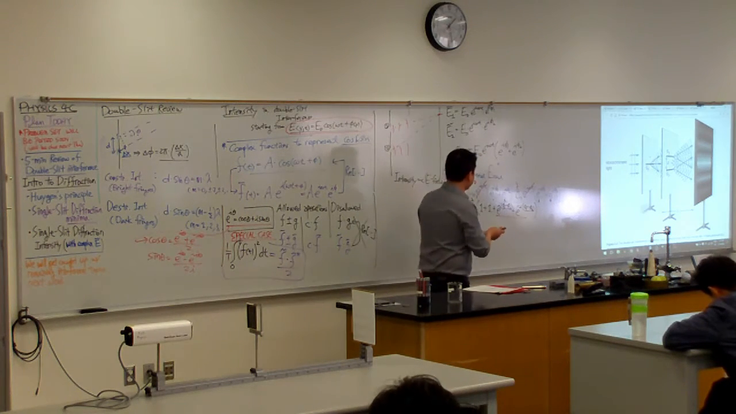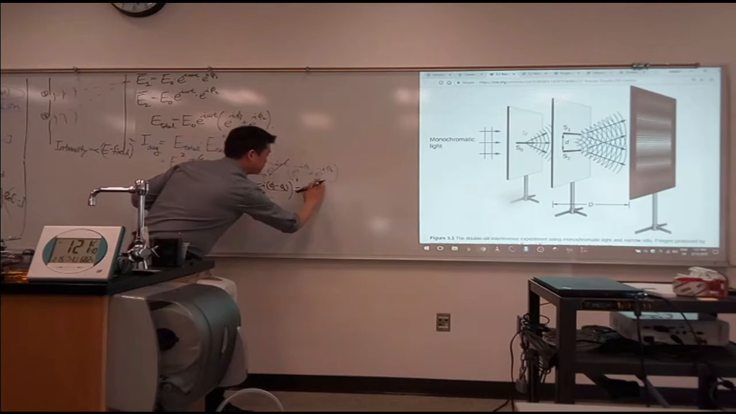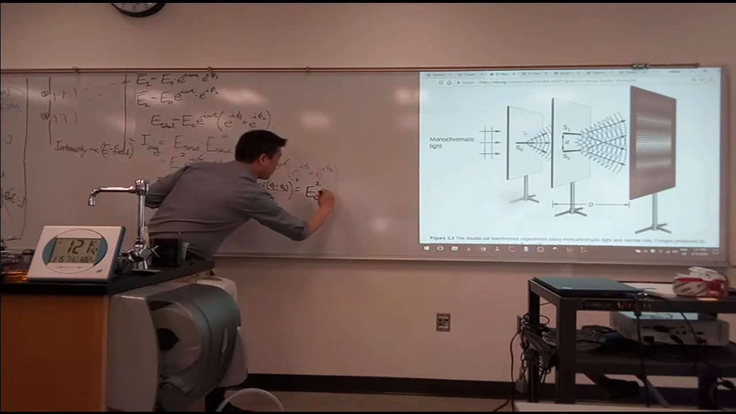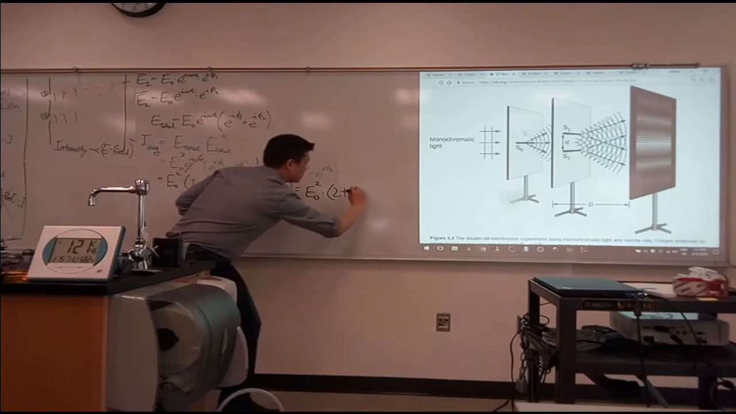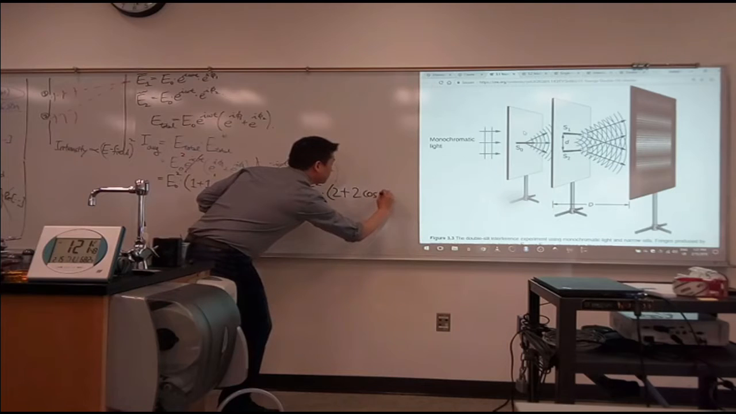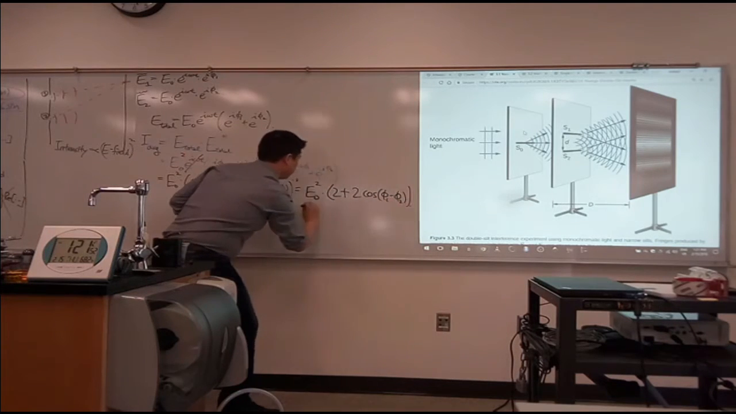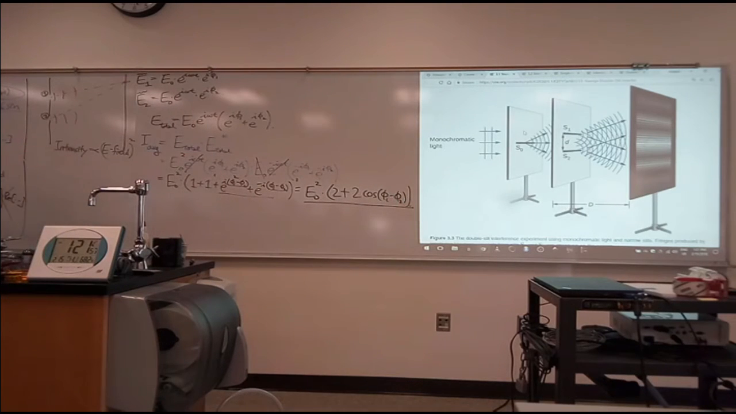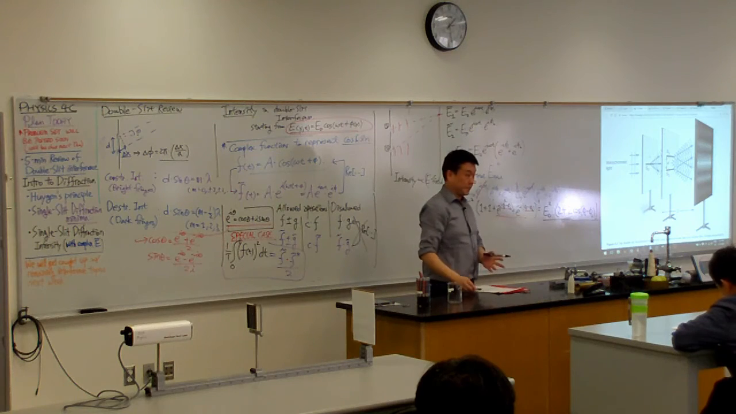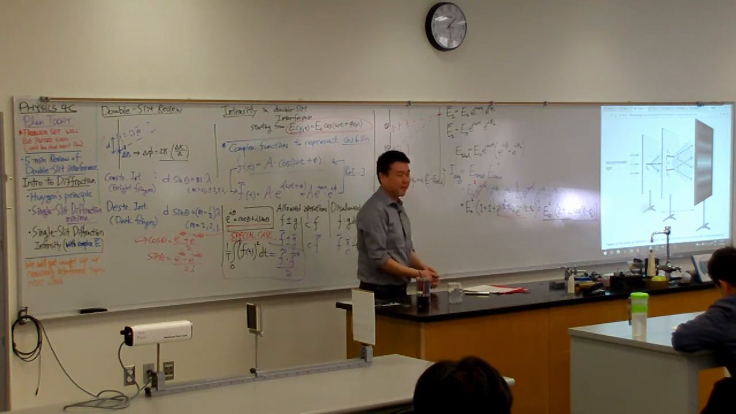So let me write out the final version. The final version of this expression for intensity is E naught squared times 2 plus 1 plus 1, and this is 2 cosine of phi 1 minus phi 2. And this is the same expression that you have in the textbook once you plug in what the phase difference is. Okay? So, all right, I still have enough time to do the rest of the topics today.